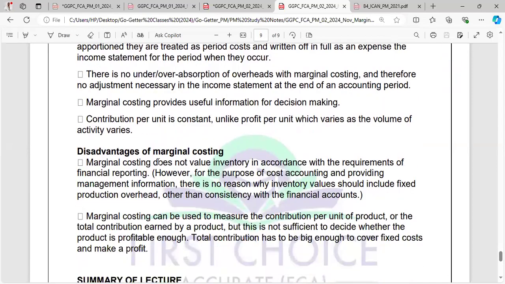Disadvantages: marginal costing does not value inventory in accordance with financial reporting. So it is not useful in or consistent with financial accounting methods. Marginal costing can be used to measure the contribution of a product or the total contribution earned by the product, which is important. But this is not sufficient to tell us if the product is profitable, unless the total contribution is big enough to cover the fixed costs before you can make a profit. If you only know the contribution without knowing the fixed cost, you will not know if this product is profitable. Now you know that some products could have contribution, but they are not profitable in the sense that their fixed cost is bigger than the contribution. So you will not know with marginal costing.